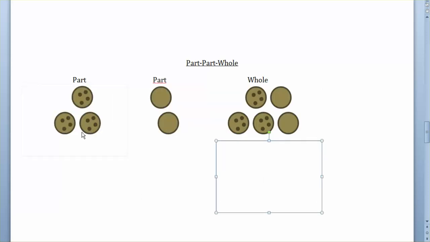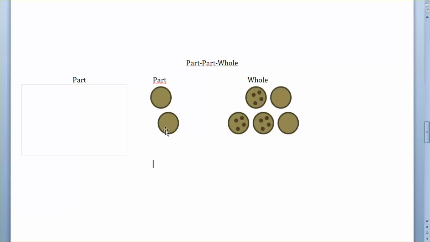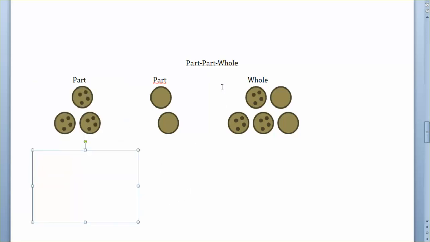Or we could talk about either of the parts being unknown. For example, Dr. Ross had some chocolate chip cookies and 2 peanut butter cookies. If he had 5 cookies altogether, how many chocolate chip cookies did he have? So once again, we see both addition and subtraction happening, but the key characteristic of part-whole is that we've got a big group and it's split by some characteristic into 2 parts.